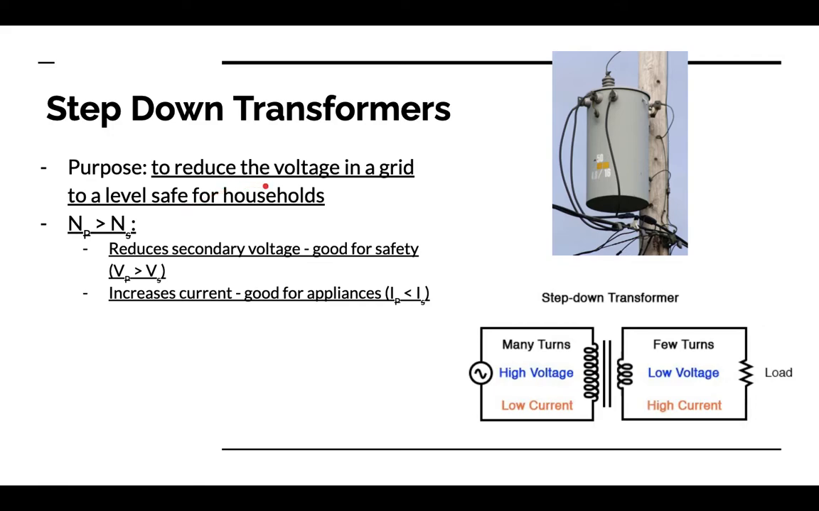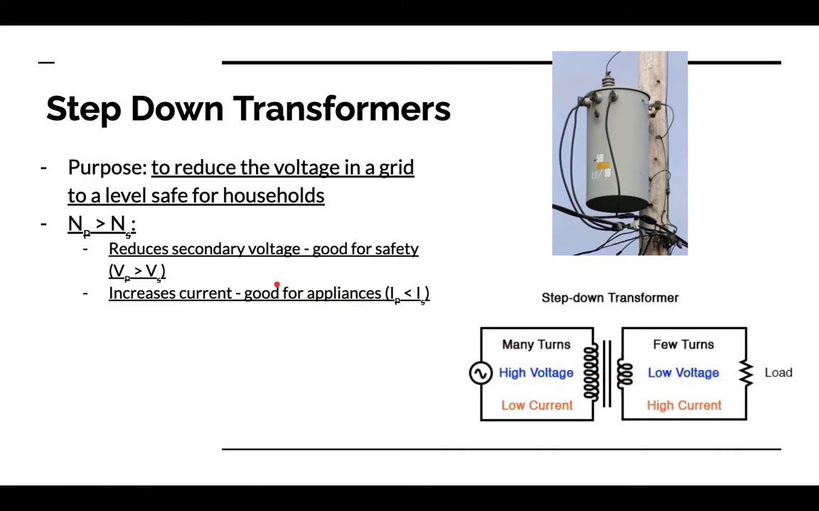So a step-down transformer works to reduce the voltage in a grid to a level safe for households, and as a result of reducing that voltage, it also increases current, which is good for appliances and households because if you recall from our study of circuits, things that run on electrical loads like resistors, light bulbs, computers, televisions, typically require a good deal of current to be passing through. So we want to maximize current while minimizing voltage, okay?